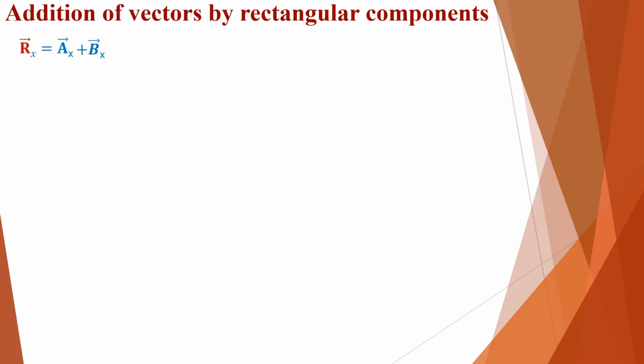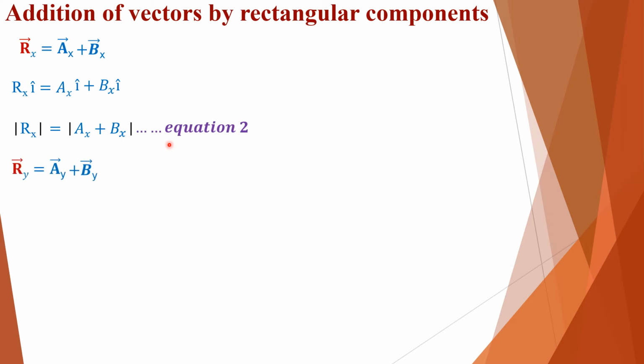From figure we can write vector rx is equals to vector ax plus vector bx. According to the formula, vector is equals to magnitude of vector into unit vector. We can write vector rx as magnitude of vector rx into unit vector I cap along x-axis. We can write vector ax as magnitude of vector ax into unit vector I cap. We can write vector bx as magnitude of vector bx into unit vector I cap. So the magnitude of vector rx is equals to magnitude of ax plus bx. Let's say it equation number 2.